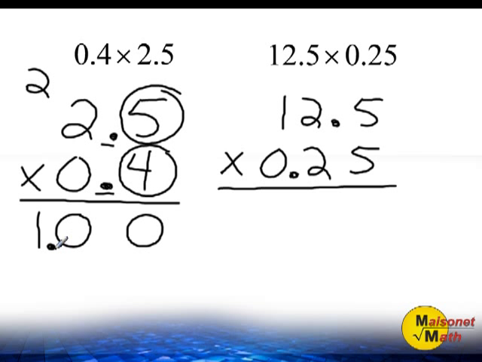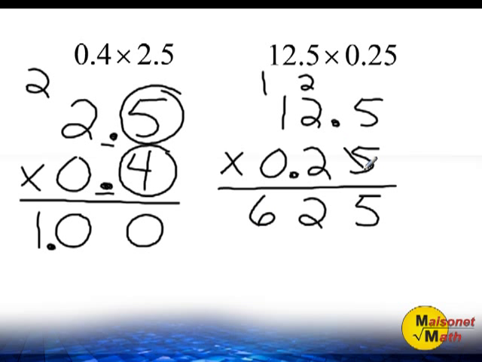Now for the second example, we are also going to ignore the decimal and not even worry about it until we get an answer. 5 times 5 is 25. We carry the 2. 5 times 2 is 10, plus 2 more is 12. We put a 2 and carry our 1. 5 times 1 is 5, plus 1 more is 6.